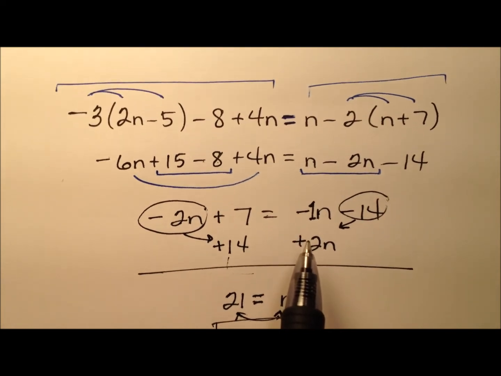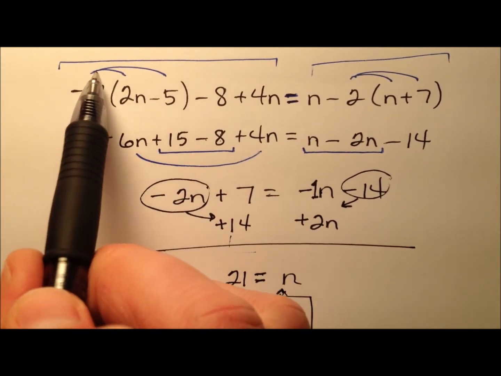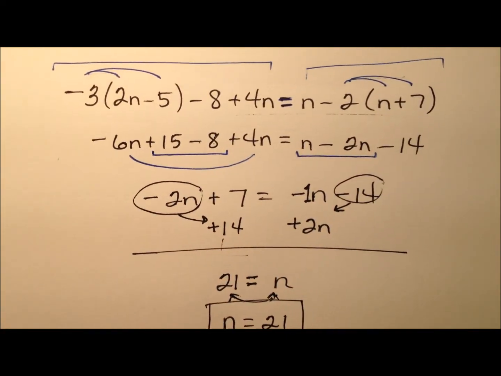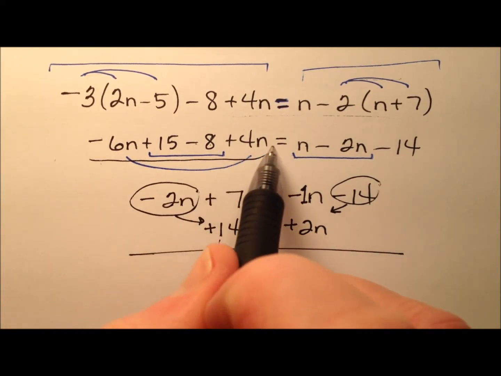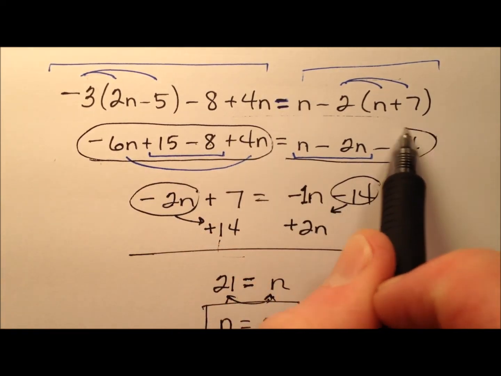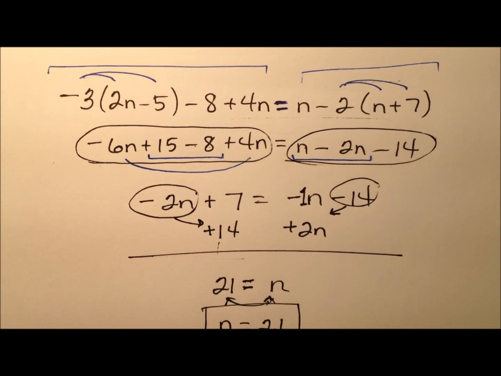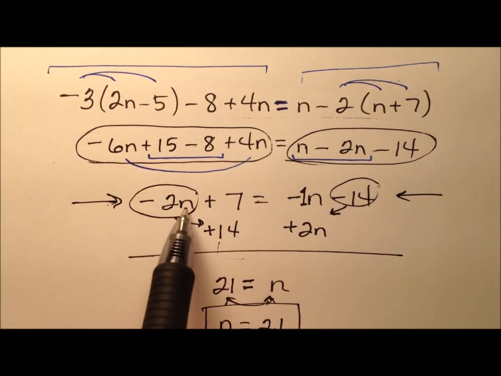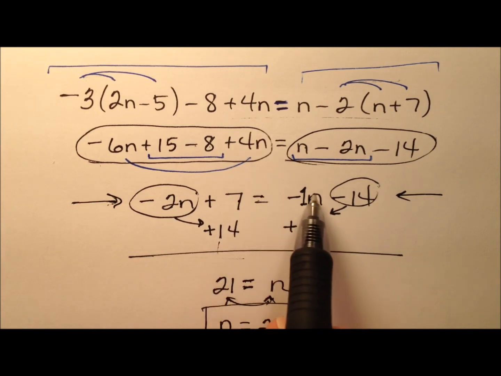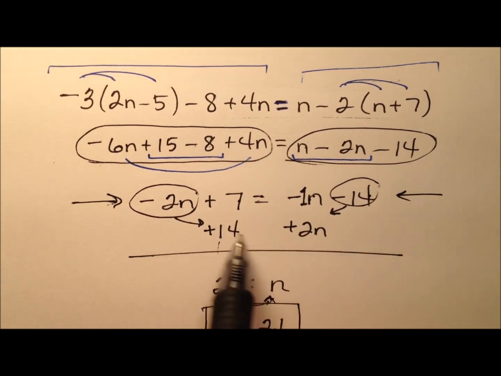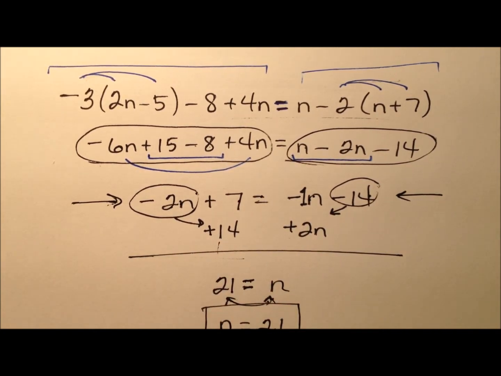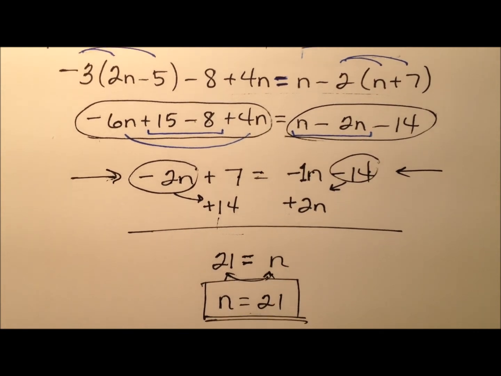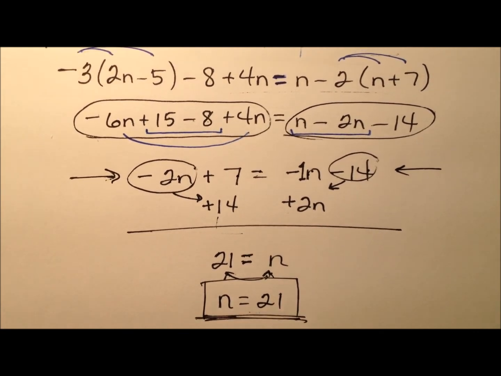So to look at that one more time, we distributed and combined like terms, and we dealt with each expression totally independently of one another to begin with. And only after we whittled it down to a variable and a number equals a variable and a number, then we started changing sides with these terms. And what we had at the end here, n equals 21.